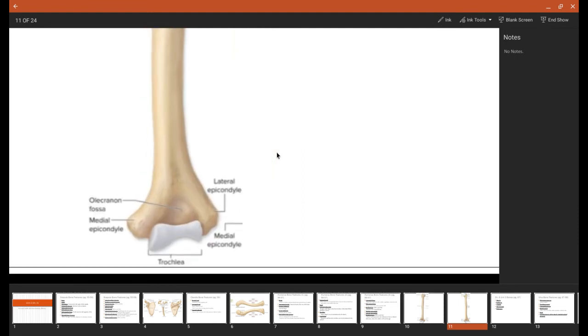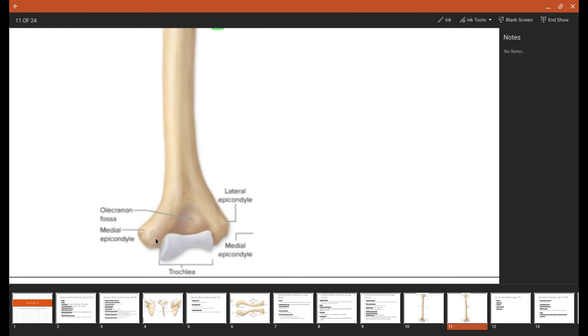Moving on to the distal end, down here we still see those same structures. We see the medial epicondyle, the big bump right here. Lateral epicondyle on the other side. We can still see the trochlea from a posterior view, but we can no longer see the capitulum. So the capitulum can only be seen on the anterior side.